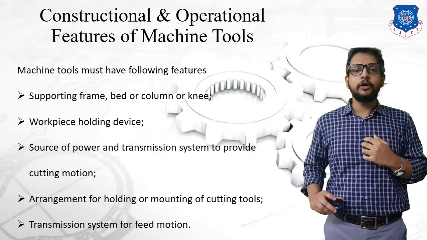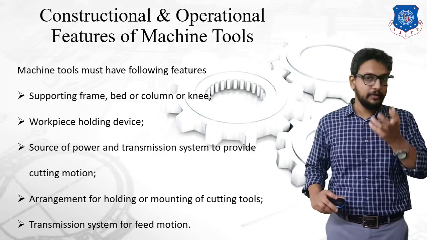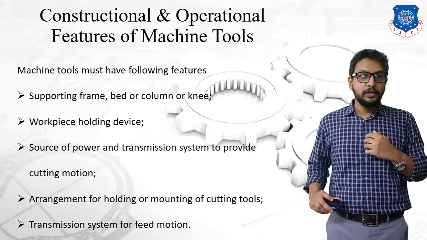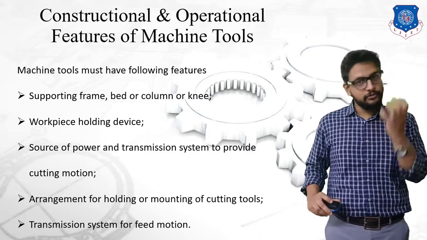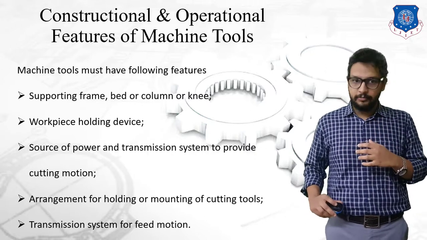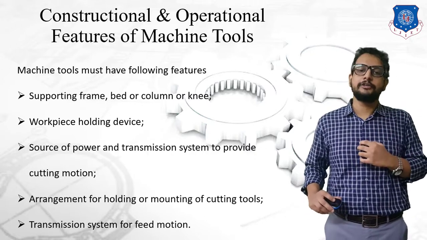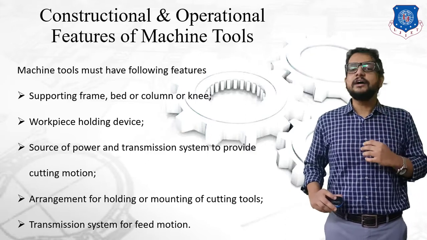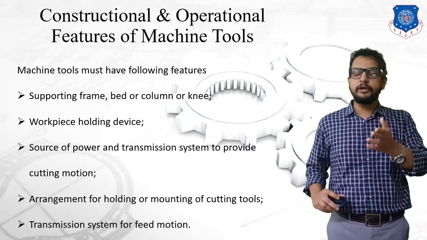Next, we need a source of power, that is, our electric motor must be there so that it could run the machine tool. These are all power absorbing devices, so for that we need to supply mechanical power. So a source of power, that is, a transmission system, has to be provided. Next is the arrangement for holding or mounting of a cutting tool.